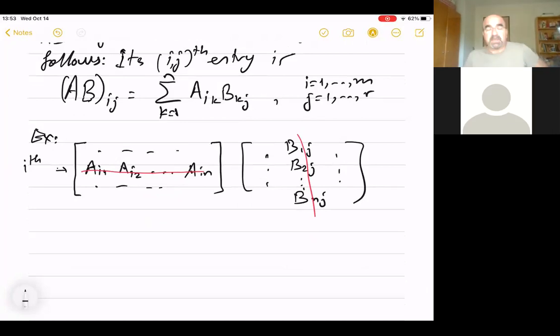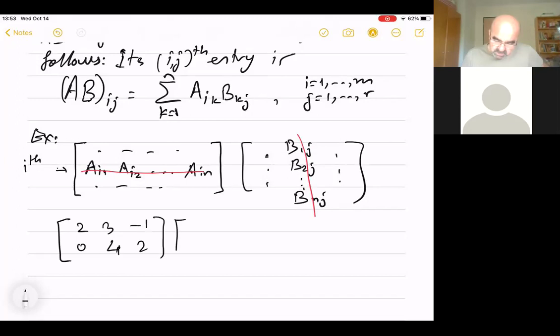Let's give some example. We will understand better with the example. If we have, let's say, 2, 3, minus 1, 0, 4, 2, for example, and the number of rows is 2, and the number of columns is 3. So we must have 3 columns here, and the rows might be arbitrary. Let's say 1, 1, 2, 2, 1, 3, 0, 1, 4. Let's say minus 1, minus 1, minus 1, for example, like this.